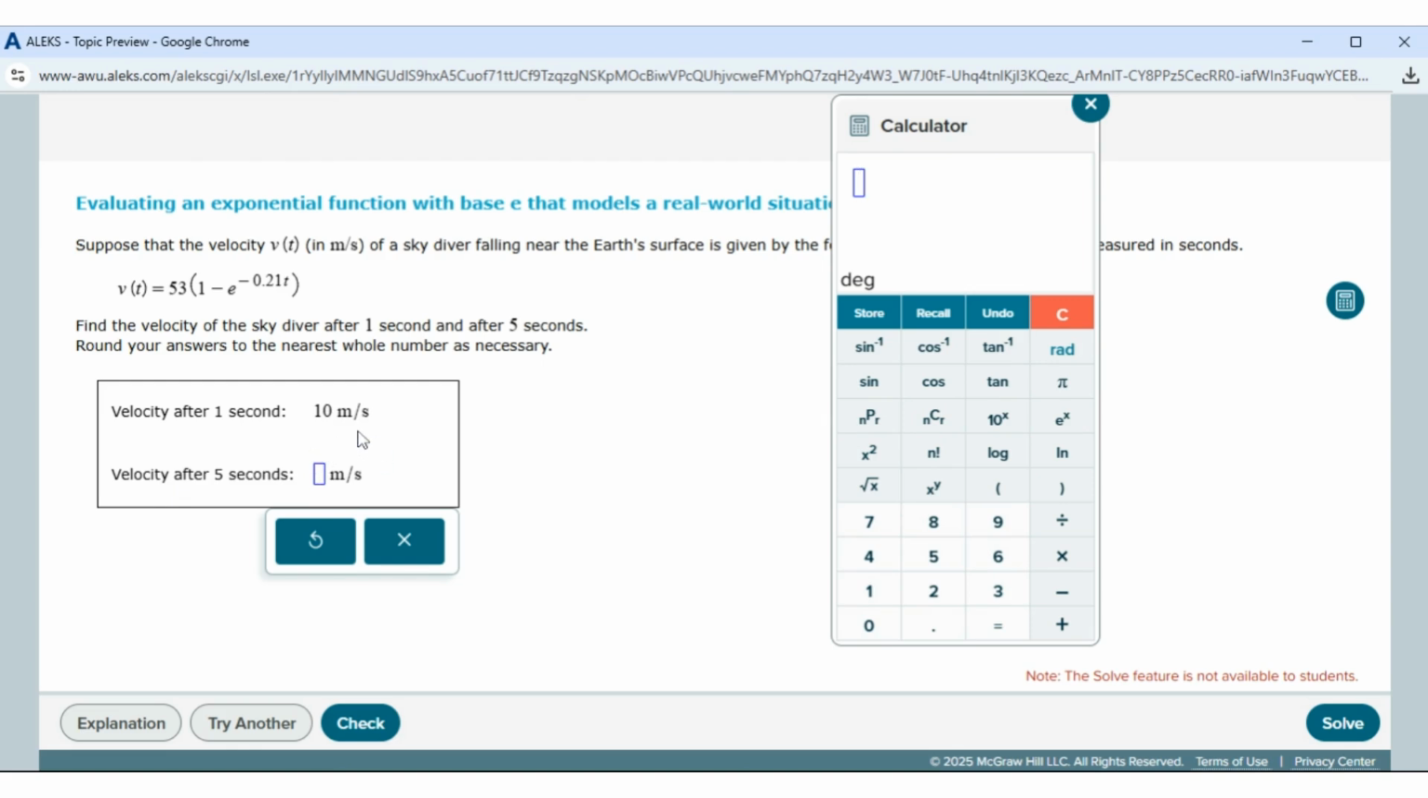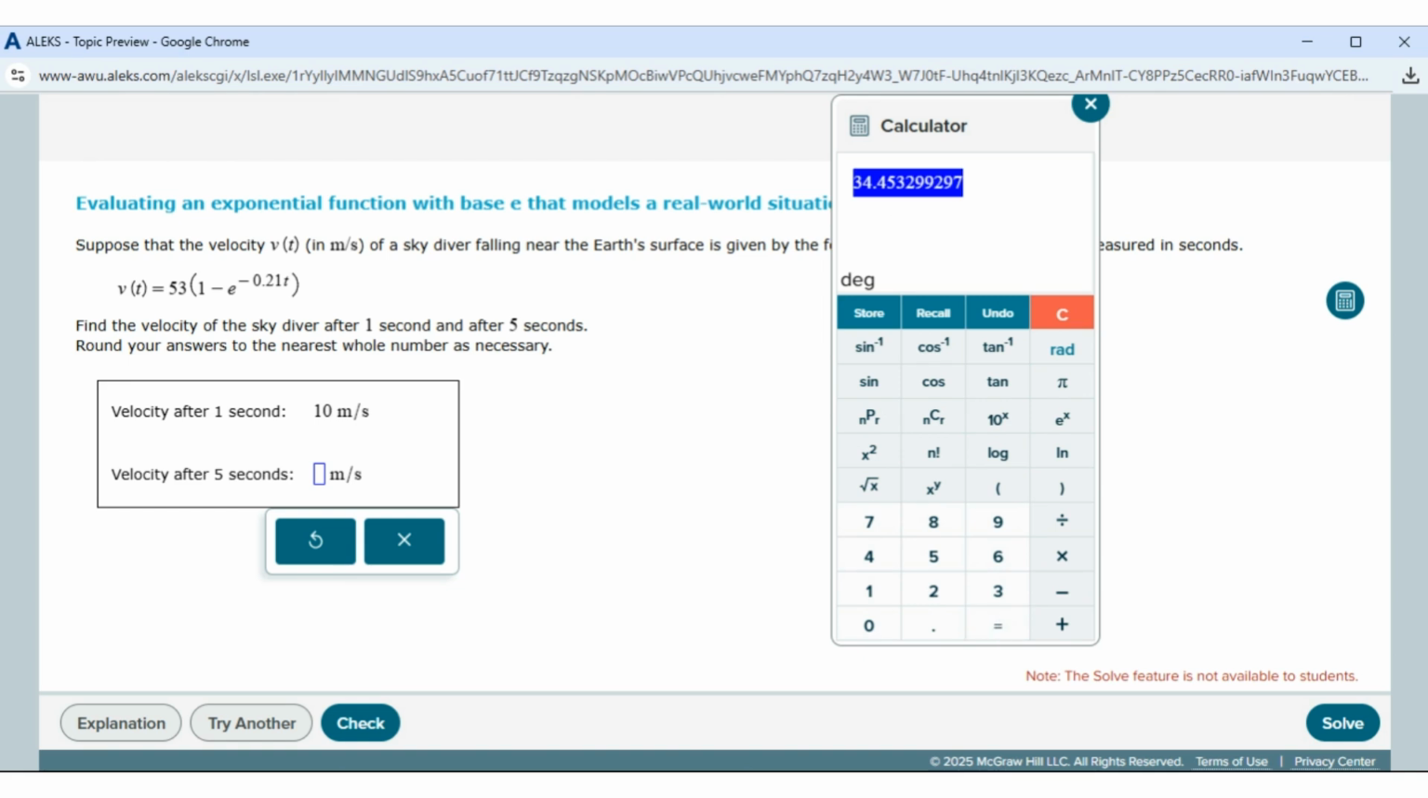This should be interesting. How much faster do you think this person will be going? They're at 10 meters per second now. How much faster after 5 seconds? Well, let's see. 53, parentheses, and then we've got 1 minus, and then we've got our e to the x. And now I'm going to multiply this negative 0.21 times 5. So we'll put in negative 0.21 times 5. And then I think I can get away without the other parentheses. Let's just try and see. And we'll hit equals there.